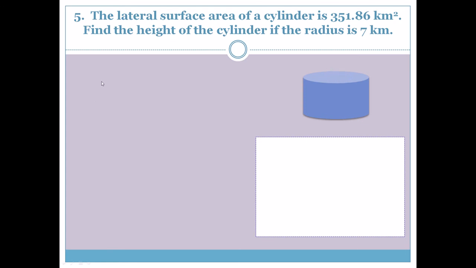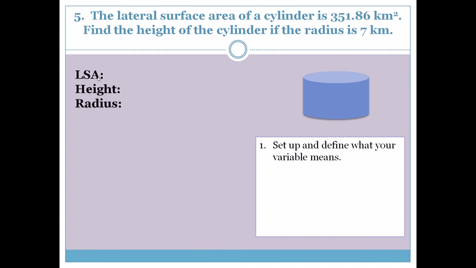Oh, bummer. Okay. Step 1, set up and define what your variables mean. I got distracted. They gave us lateral surface area. They gave us height, I think. No, they didn't. They gave us radius. The lateral surface is 351.86 kilometers squared. Oh my gosh, that's like the biggest paper towel roll in the world. The radius is 7 kilometers. And the height they didn't give us, so I'm going to use h.